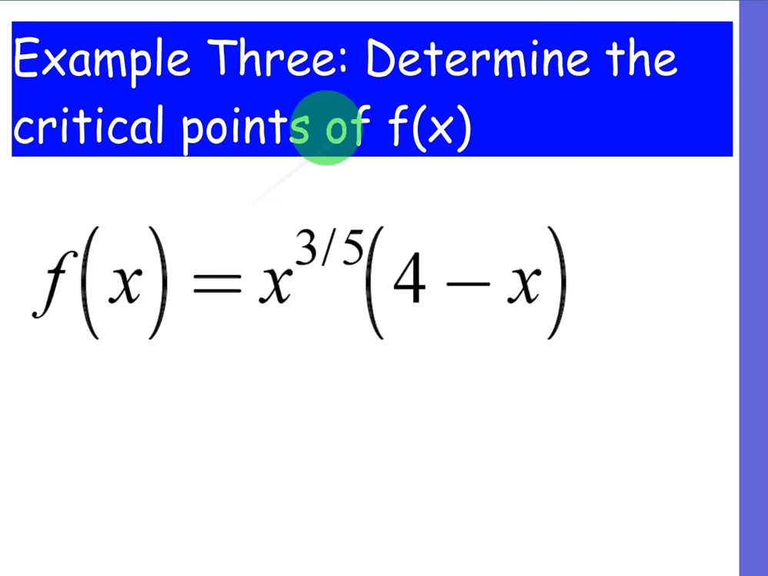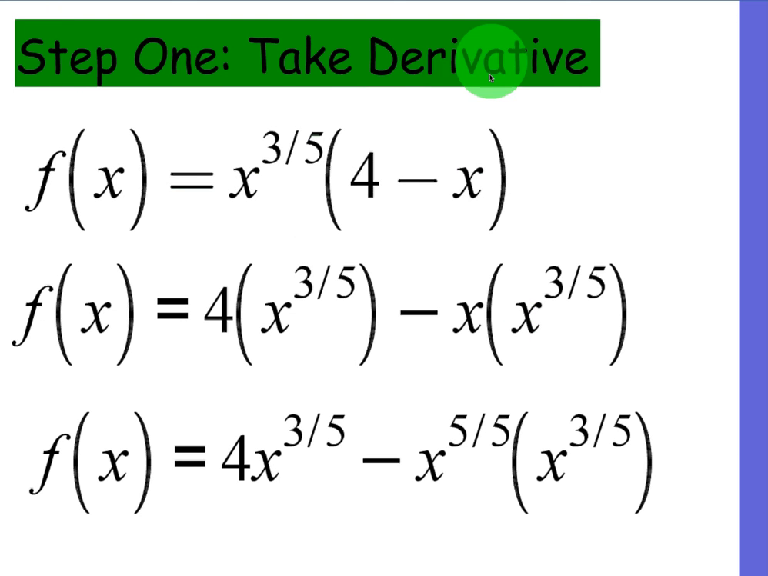For example 3, we want to find the critical points of f of x equals x to the 3/5 times 4 minus x. We have a different kind of function here that's actually been factored, and we're going to figure out what its derivative is and figure out what its critical points are. Okay, so this is a rational exponent and a linear factor. All right, first step is to take the derivative again when you're finding critical points.